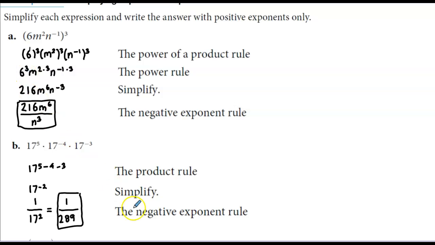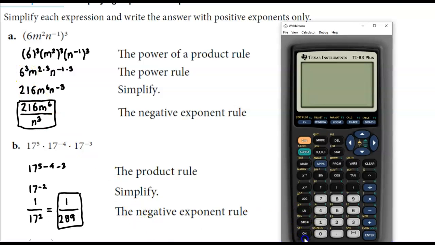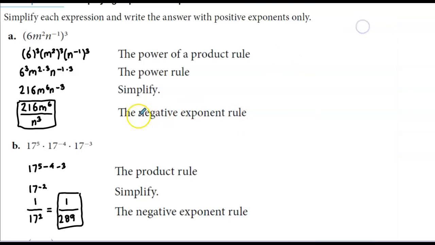So 6 to the third power, if we take our calculator out, we know that 6 raised to the third power gives us 216. 2 times 3 is m to the 6th and n to the negative 3. Now 216 has a positive exponent, the base of m has a positive exponent, but n has a negative exponent. So we're going to use the negative exponent rule, so we're going to make that a positive exponent by making n to the third power in the denominator. So our answer is going to be 216 m to the 6th divided by n to the third power.